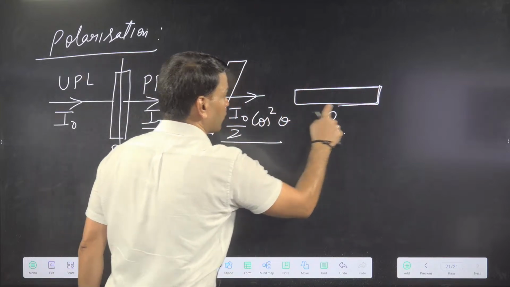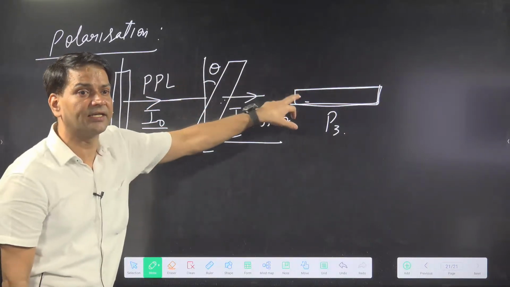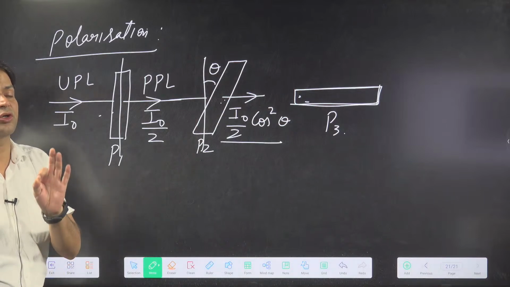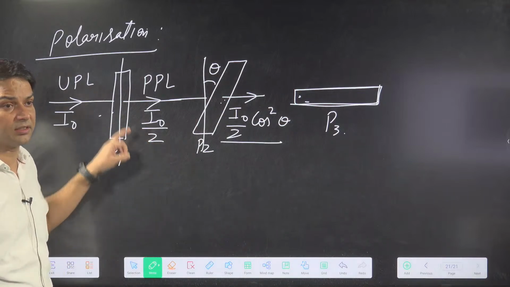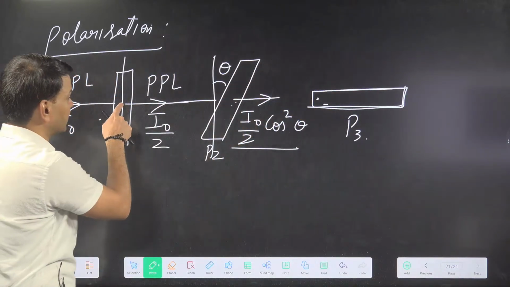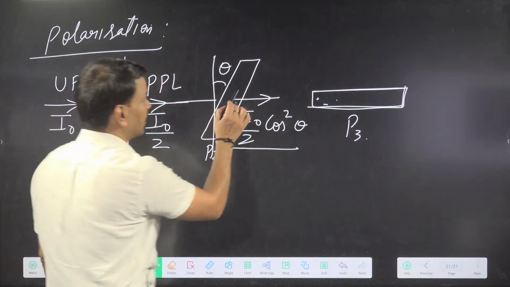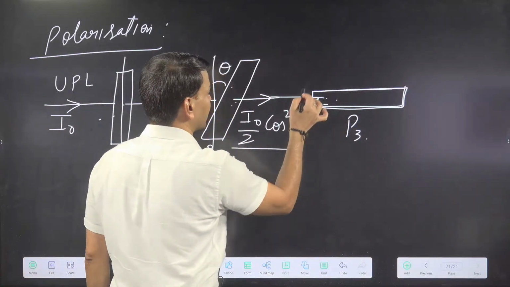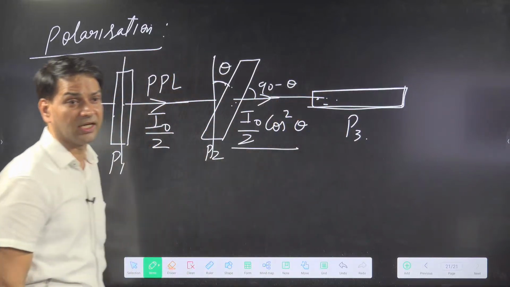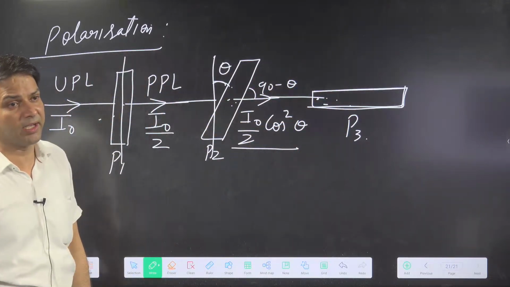Suppose I put a third polarizer, and the first polarizer and this one have their axes at 90 degrees. This situation is called polarizers crossed each other. Polarizers crossed each other means the transmission axis angle will be 90 degrees. So the angle between the first and last is 90. Now what is the angle between the second and third? This is theta, so this angle will be 90 minus theta. The angle between the second polarizer and third polarizer will be 90 minus theta.